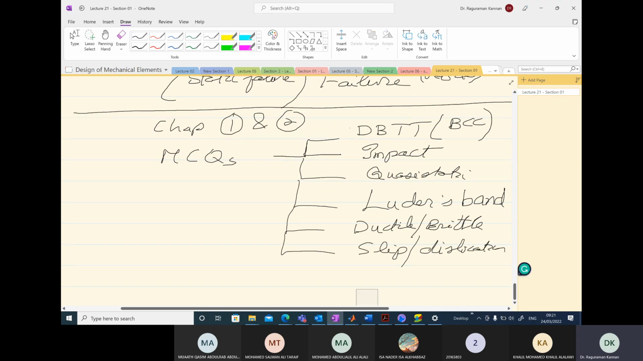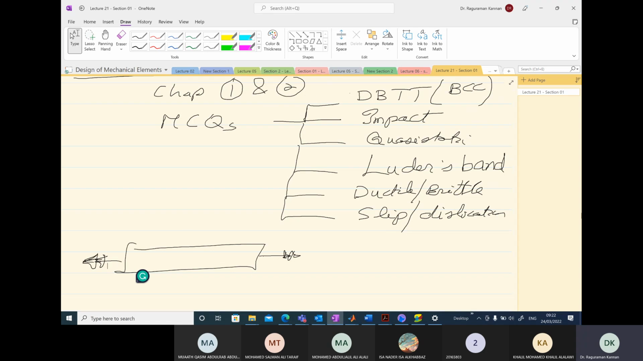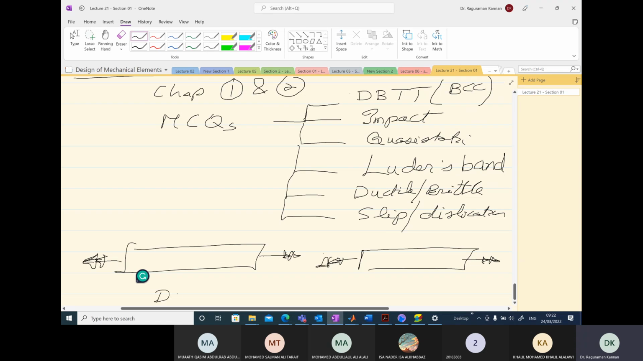Okay, if you take a ductile material and apply a twisting torque, what will be the orientation of the crack formed when it is twisted up till failure? Or if you take a brittle material and apply a twisting torque, how will it break? Okay, so you have to know these things.